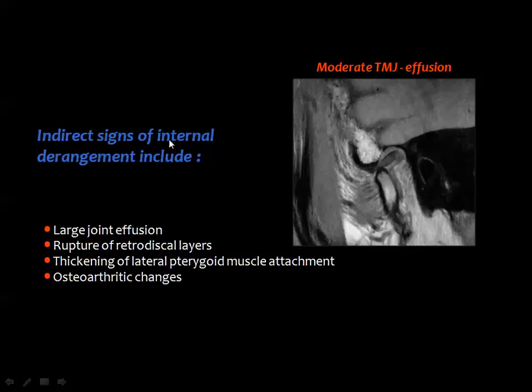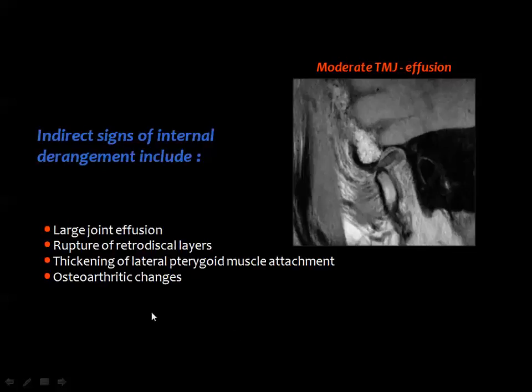Then indirect signs of internal derangement. The original sign is the abnormal disc position in relation to the mandibular condyle and the temporal eminence. And this position may change or may not change during opening the mouth. Also, if you see joint effusion, this is one of the manifestations of internal derangement.